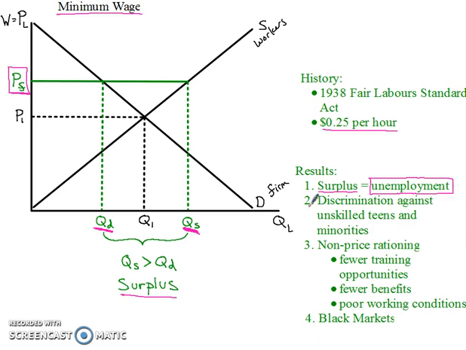Typical result number 2 is discrimination. Typically, the discrimination is thought to be against unskilled teenagers or minorities. Of course, this stuff is illegal, but people might find ways of doing it quietly and violate the law and engage in discrimination. Of course, that's terrible, but there are people that attempt to do this.